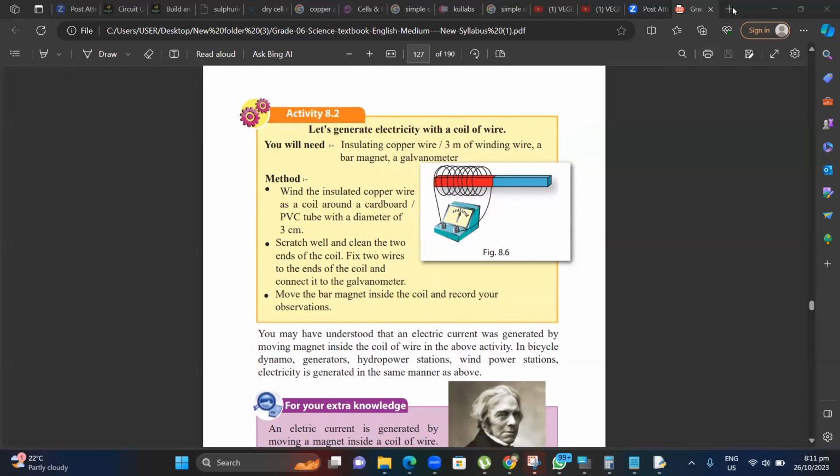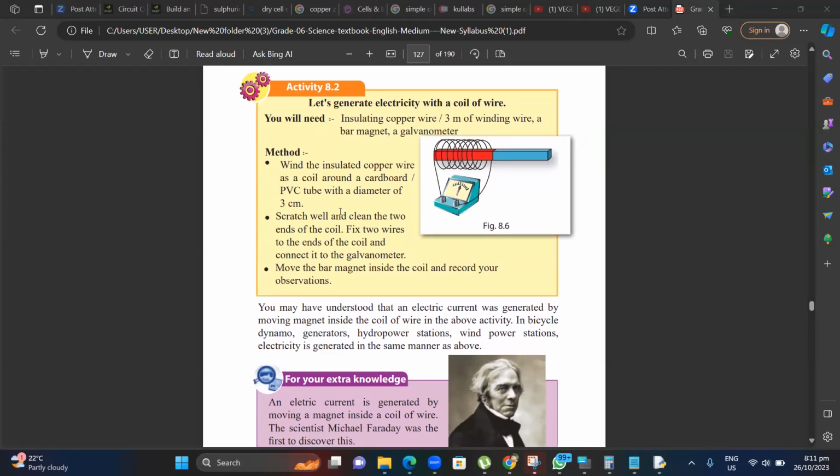Okay, let's see this practical. Wind the insulated copper wire around the cardboard PVC tube, with a diameter of 3 centimeters. Strip well and clean the two ends of the copper wire. Why? Because copper wire basically has an enamel, and this enamel is insulating the copper wire. That's why the copper wire looks like it's laminated. The reason is the enamel. So you have to strip both ends, because otherwise it will not conduct the current well.